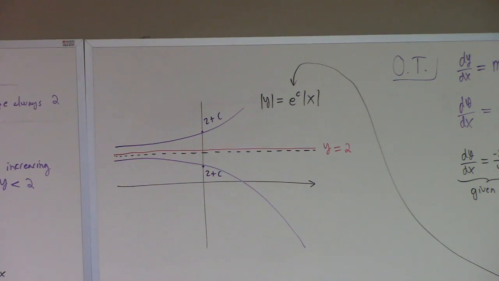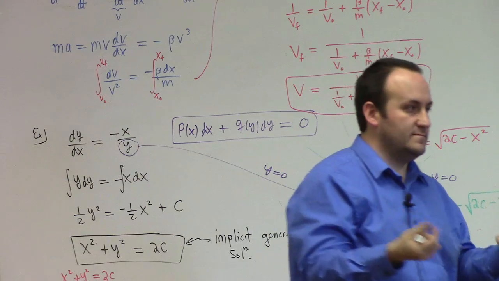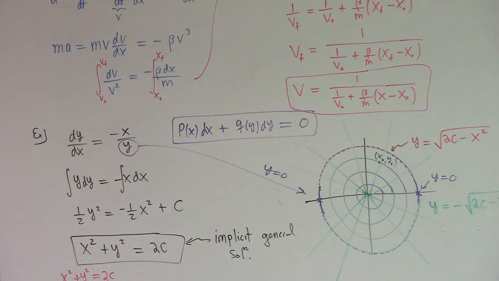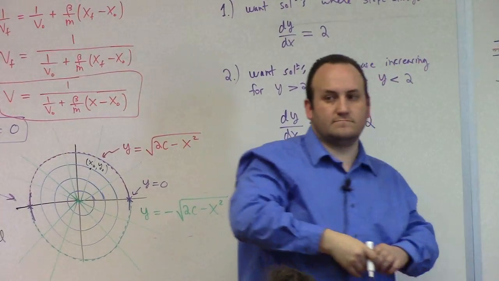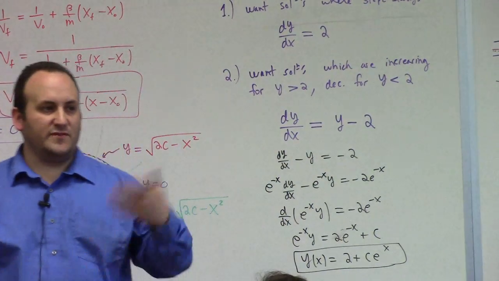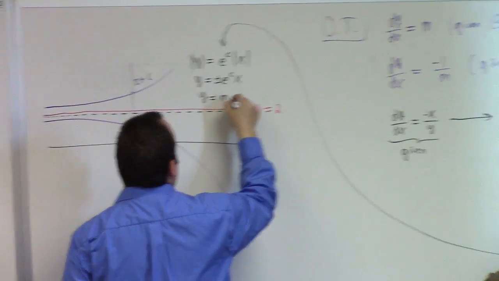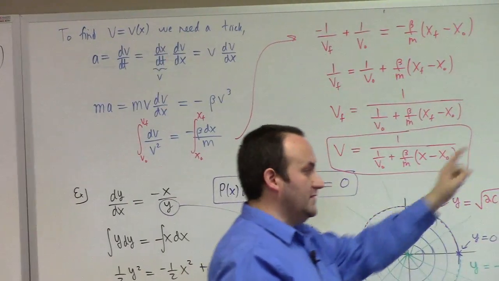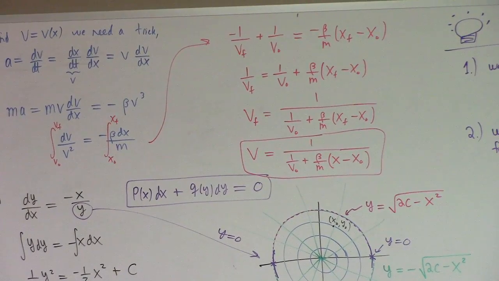Absolute values are fun though, right? Because you can get all the different cases by just putting down a what? Our favorite notation to get rid of absolute values here. So y is plus or minus e to the c times x, right? But you might as well just call plus or minus e to the c what? m. And there you have it. That is the orthogonal trajectories to these circles. See how that works?